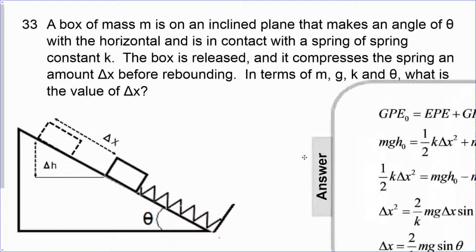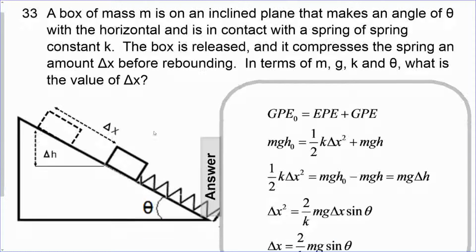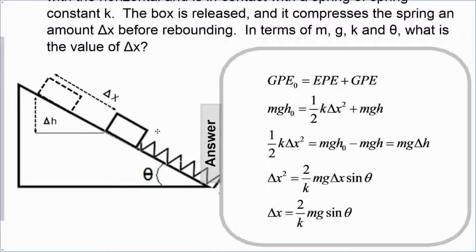Okay, let's see if you were correct. We start out with gravitational potential energy. We end with spring potential energy and gravitational potential energy. We then have mgh naught is equal to 1/2 k delta x squared plus mgh. We go ahead and solve for delta x by using algebra, and we end up with 2 over k mg sine theta.